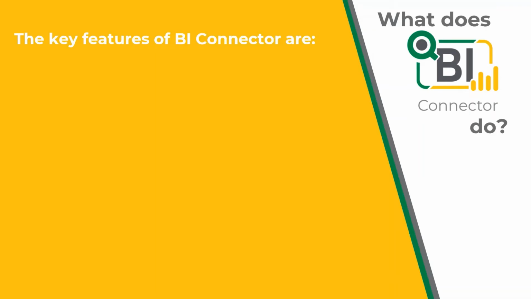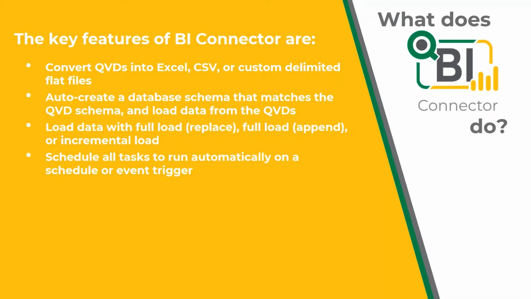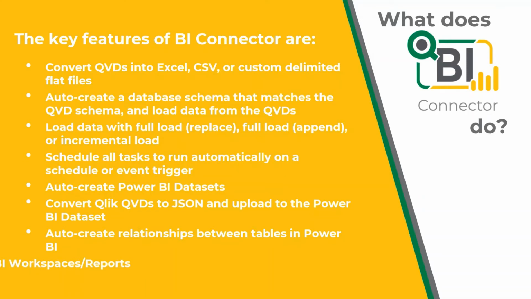Key features of the Power BI Connector are: convert QVDs into Excel, CSV, or custom delimited flat files, auto-create a database schema that matches the QVD schema and load data from the QVDs, load data with full load replace, full load append, or incremental load, schedule all tasks to run automatically on a schedule or event trigger, and with respect to Power BI, auto-create Power BI datasets, convert Qlik QVDs to JSON and upload to the Power BI dataset, auto-create relationships between tables in Power BI, download Power BI workspaces or reports, and refresh Power BI datasets.